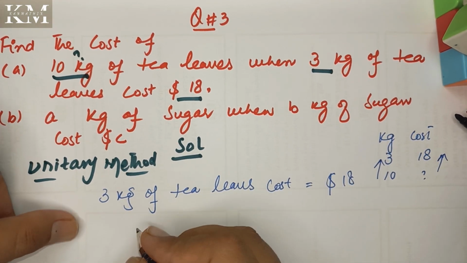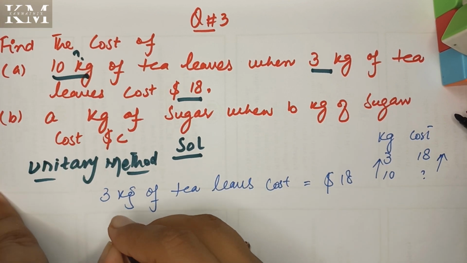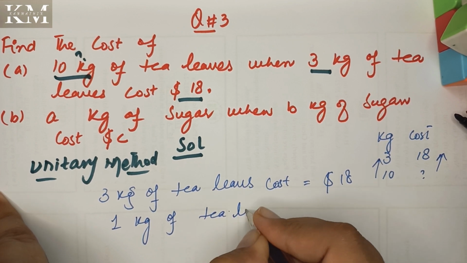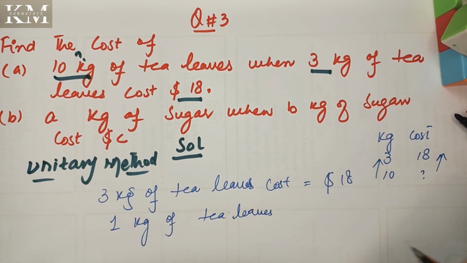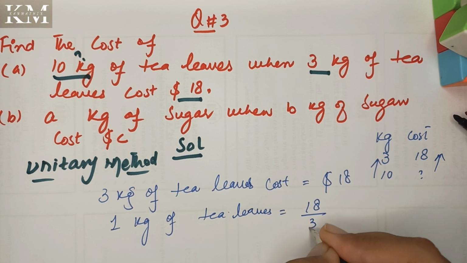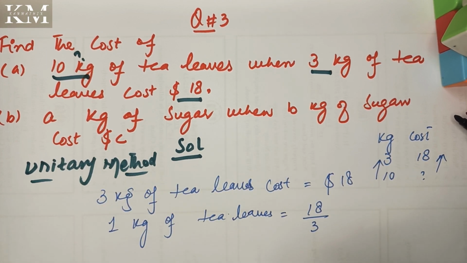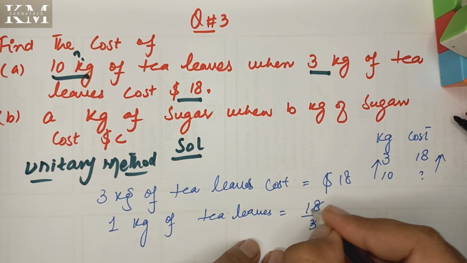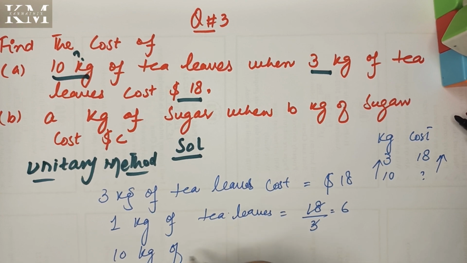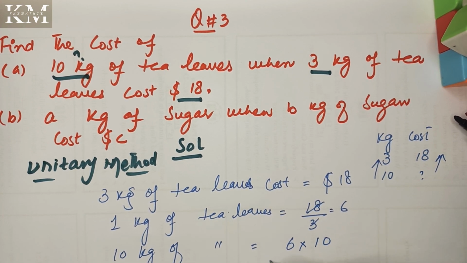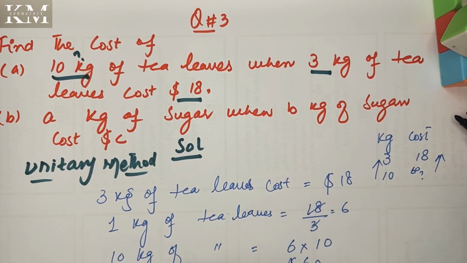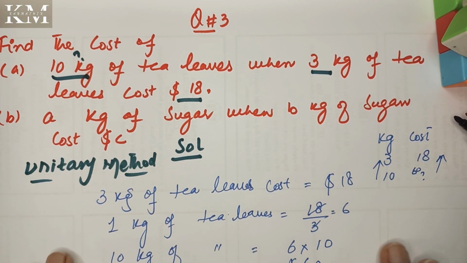So dear students, now for finding the 10 kg, first you have to find the cost of 1 kg of tea leaves. Or you can write it like the cost of 3 kg of tea leaves, you can write a statement like this as well. So 18 by 3. You can simplify over here as well. So you can get $6, and you are interested in 10 kg of tea leaves. So you will just multiply it by 10 and you will get $60. So you can see that your kgs are up, so your cost is also up.